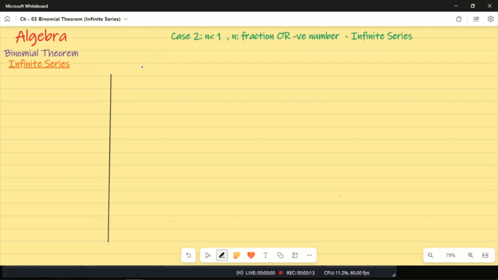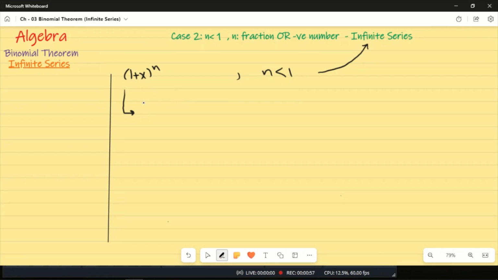Here in case 2, the power n of the binomial expression is less than 1. So n can be a fraction or a negative number, and if we have that, we have an infinite series. 1 plus x power n. Don't forget this n less than 1. So we will have an infinite series. Let's expand this bracket.